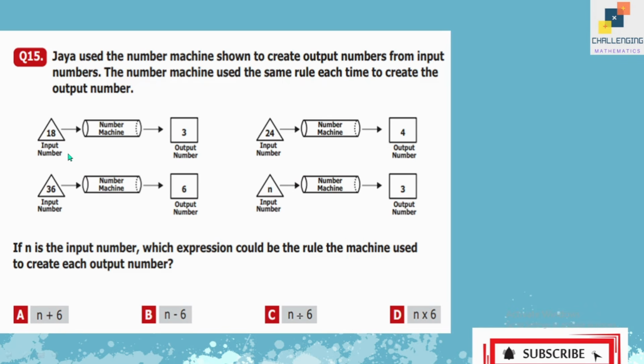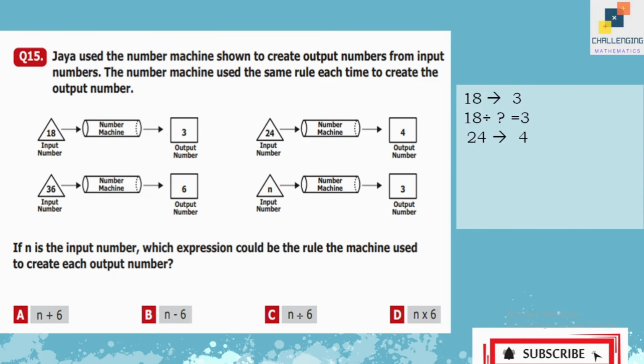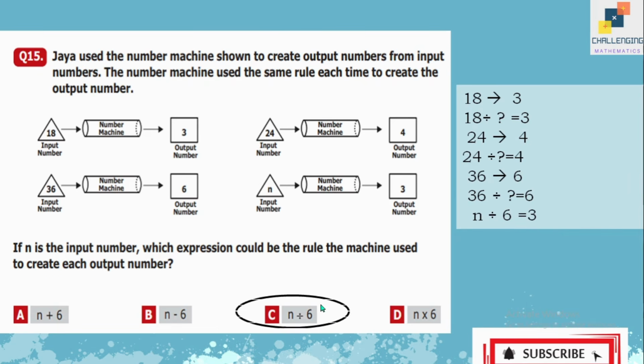So obviously it's not subtraction. We will go with division. 18 is reduced into 3. So 18 divided by what is equal to 3? It's 6, right? 18 divided by 6 is equal to 3. Similarly, 24 is reduced into 4. So 24 divided by what is equal to 4? It's again 6. And in the third function machine as well, 36 divided by 6 is equal to 6. So it means the rule is divide by 6. So when we have n as input, n divided by 6 will be our expression over here, which is option C.